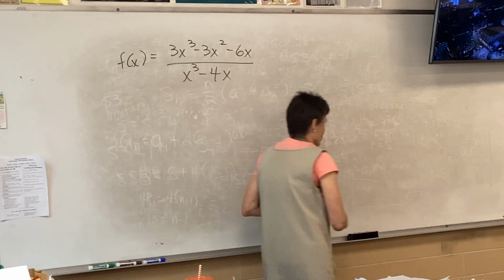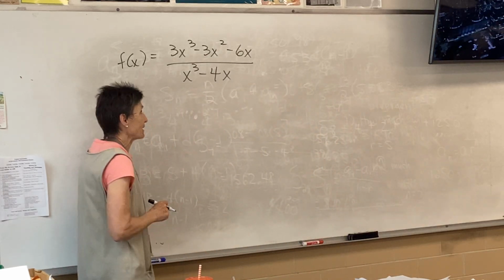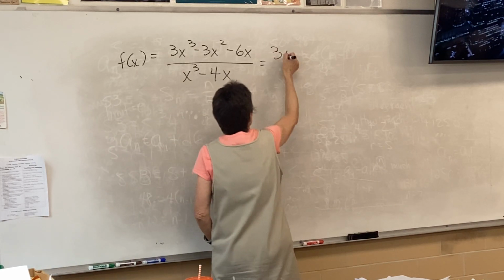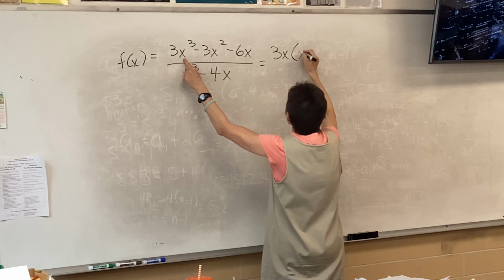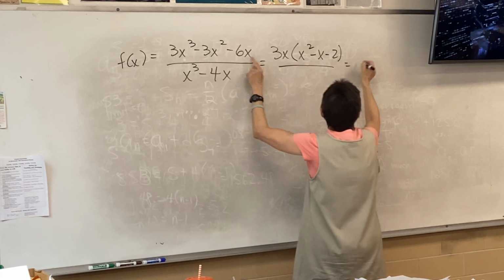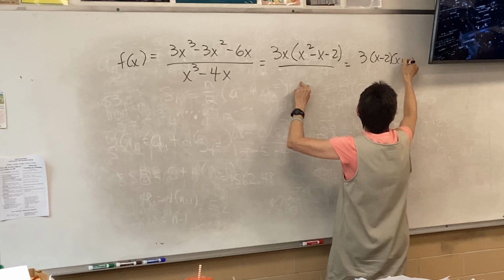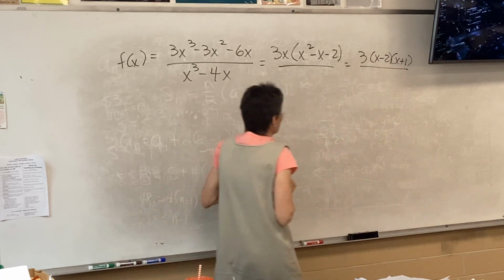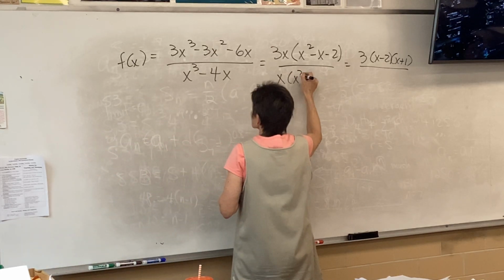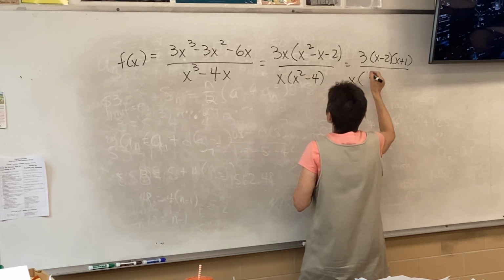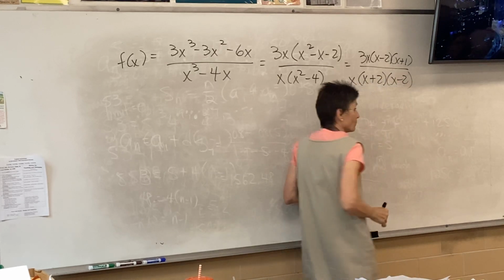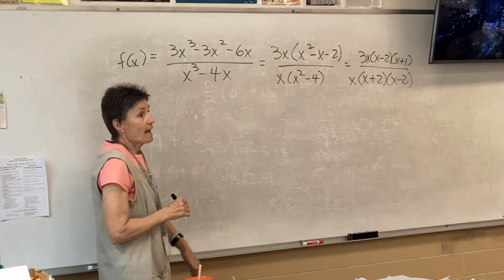So what do I need to do first? Factor everything. On the top, I can take out a 3x, and I'll be left with x squared minus x minus 2, which will factor into x minus 2 times x plus 1. So that is my numerator. On the bottom, I can take out an x and then factor that into x plus 2 times x minus 2. All right, everybody on board with that? I hope so. Now, what cancels?